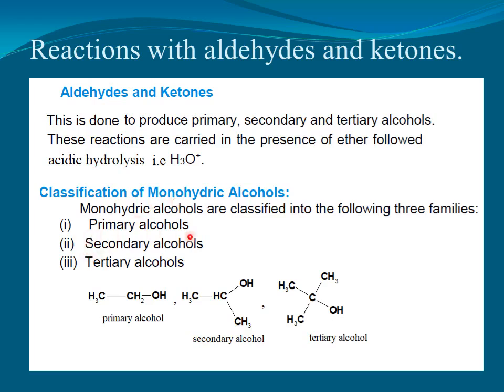Primary alcohols are those alcohols in which the carbon to which the OH group is attached is further attached with one carbon atom or none. Secondary alcohols are those in which the carbon to which the hydroxyl is attached is further directly attached with two carbon atoms. Tertiary alcohols are those in which the carbon to which the OH group is attached is further directly attached with three carbon atoms.